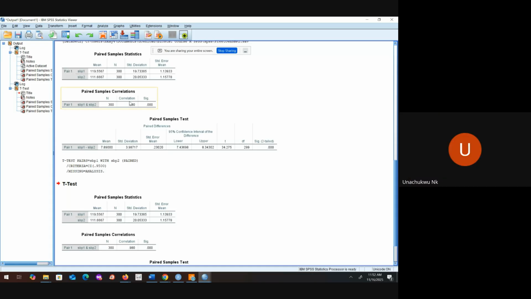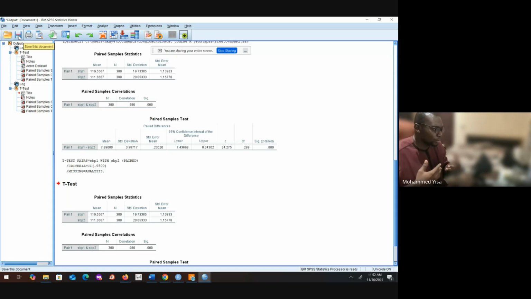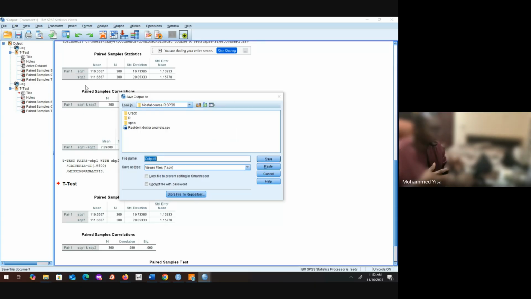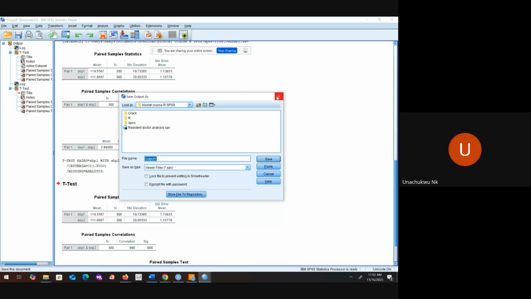For both, in both weeks. No, don't click anywhere else. Don't save it. I should not save it.